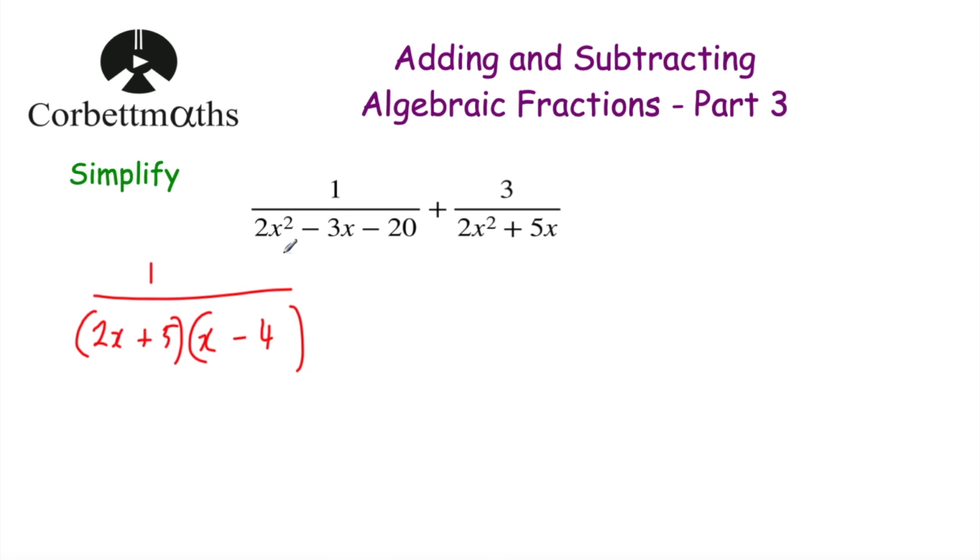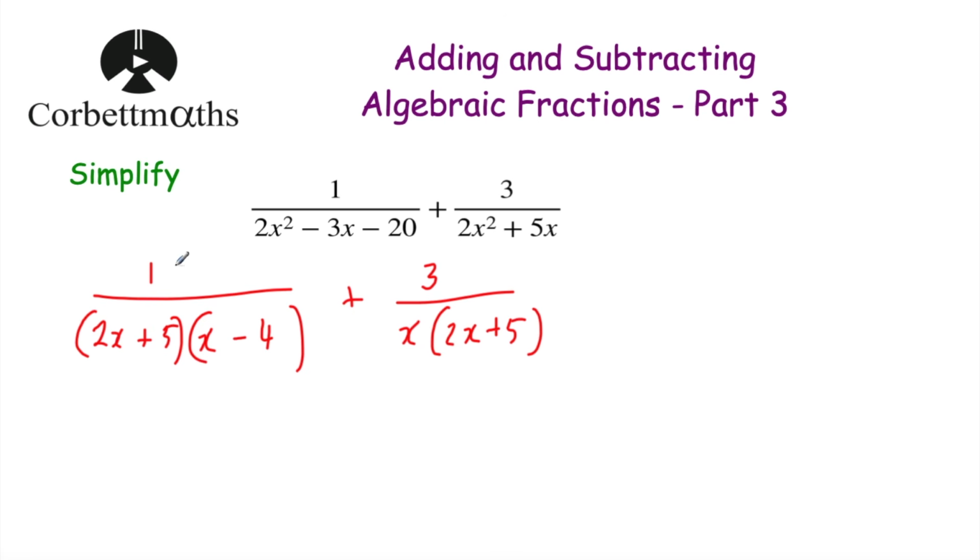Okay, so we've factorised the denominator for the first fraction. Now let's have a look at the second fraction. The numerator will stay as 3, and this one's quite nice because it's just basic factorisation. If we look at these terms, 2x squared plus 5x, we can just take an x out, and then it'd be x times brackets 2x plus 5, just dividing both of those terms by x. So that's fantastic. We've factorised the denominator for the second fraction.